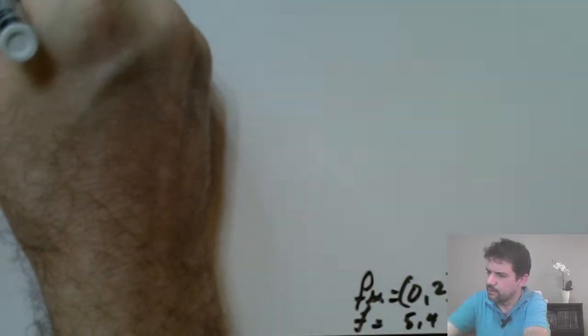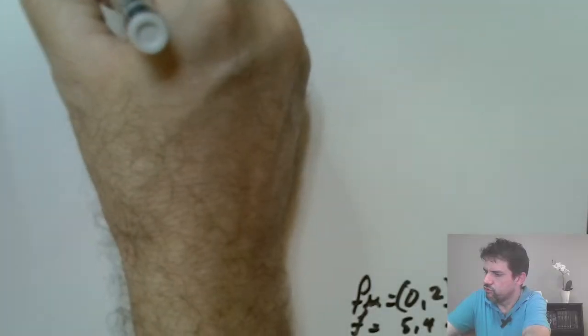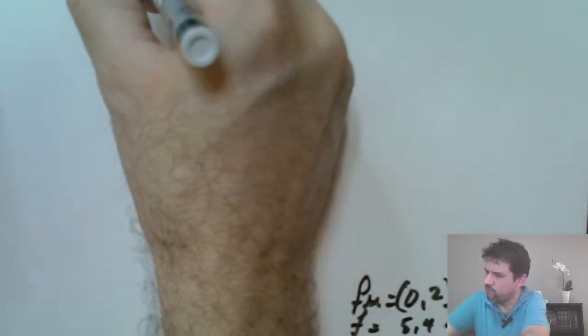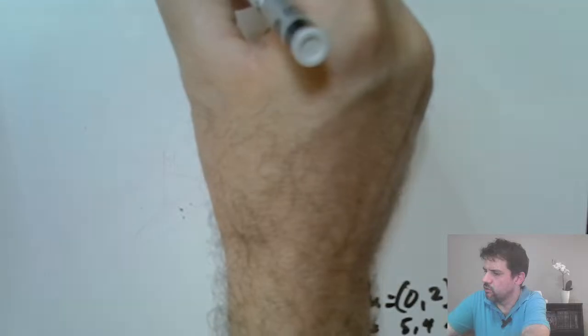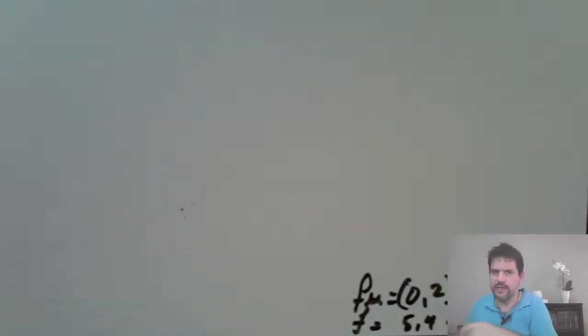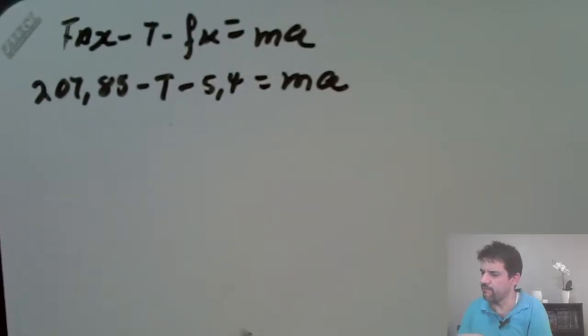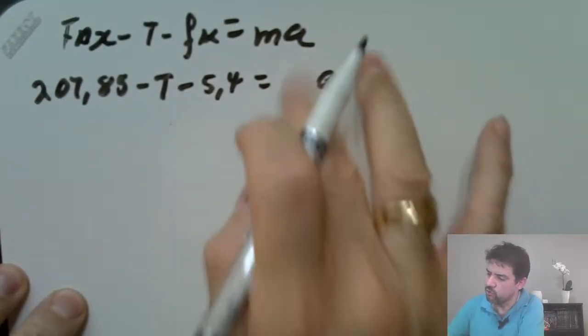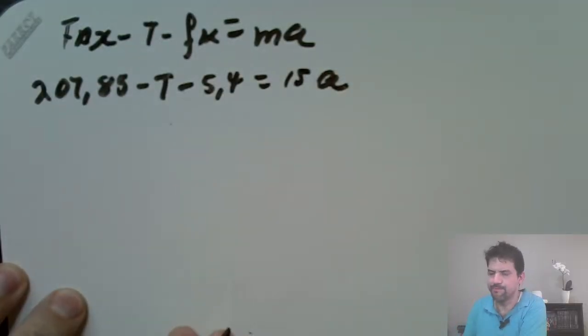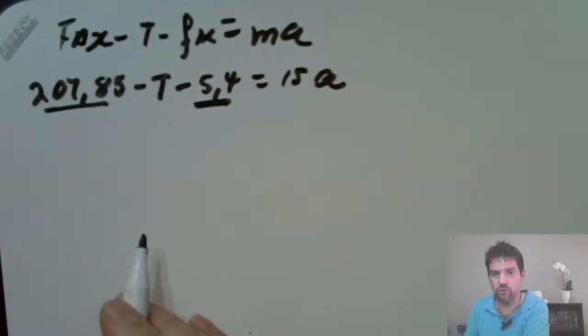So FA in X is 207,85 minus T minus friction, which is 5,4, is equal to MA. There we go. That is the equation. We have M. We don't have A, but we have M. So we can substitute here 15. Now, we have common factors. We have this number and this number. So we can solve that one.